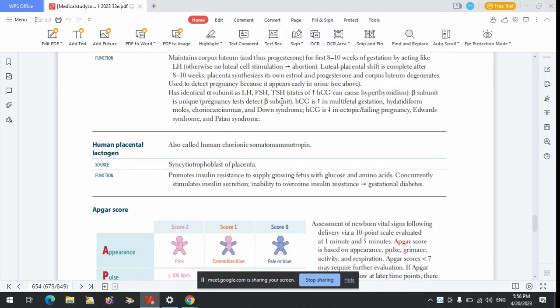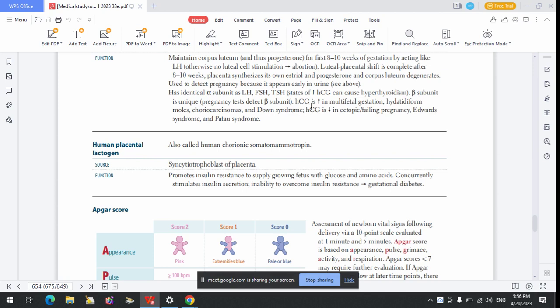And of course, I've explained this. So it has identical subunits as LH, FSH, and TSH. So a state of high HCG, like a choriocarcinoma, can cause hyperthyroidism because it will be acting on TSH receptors to stimulate the thyroid hormone. Why is the beta subunit unique? Pregnancy tests detect the beta subunit, not the alpha subunit.